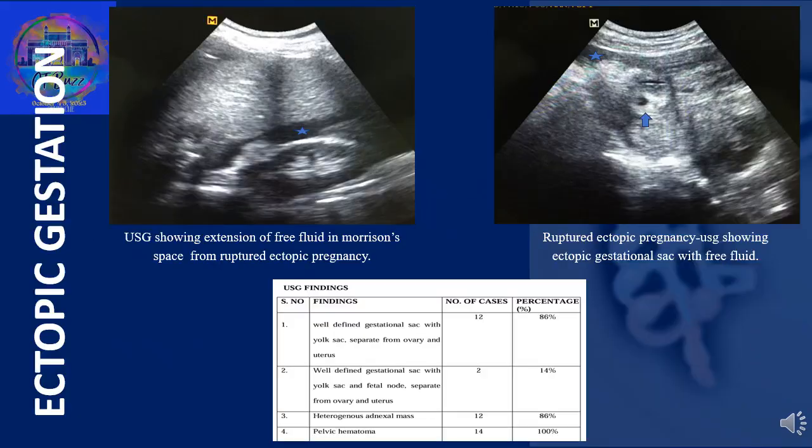Ectopic gestation was found in 14 females on ultrasound. Among these, a well-defined ectopic gestational sac was observed in 12 patients with visualized fetal pole in 3 patients. A heterogeneous adnexal lesion with positive pregnancy test was seen in 12 patients. The first image is showing free fluid and the second image is showing the ectopic gestational sac.